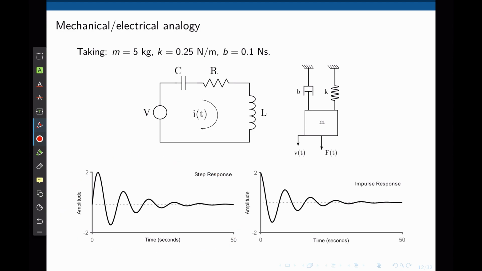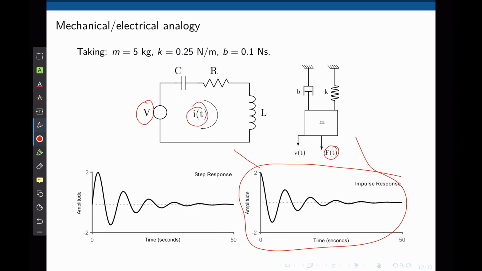Now let's look at the impulse response. Turning the circuit on and turning it off very fast, or letting the circuit go from an initial condition in the capacitor or in the inductor, will make the current eventually settle to zero. If we have now the mass spring damper system with initial compression in the spring and let it go from rest, it will also oscillate and eventually settle to zero. So we see that the impulse response for these two systems are exactly the same when we consider the input V and F, and when you consider the output to be I and V.